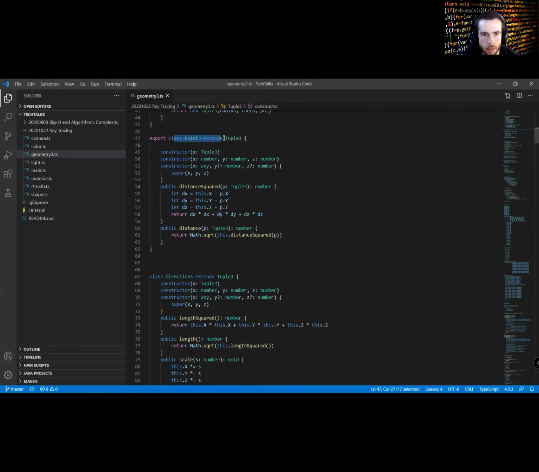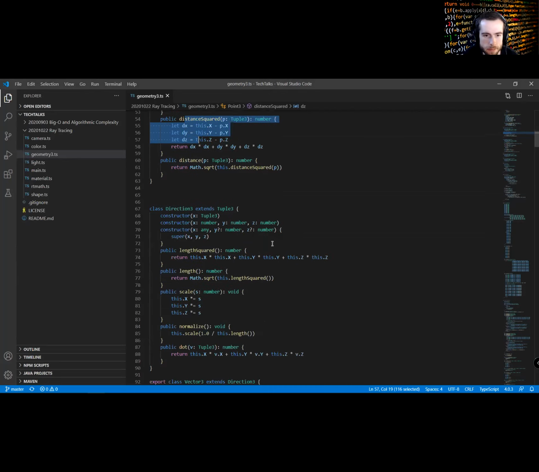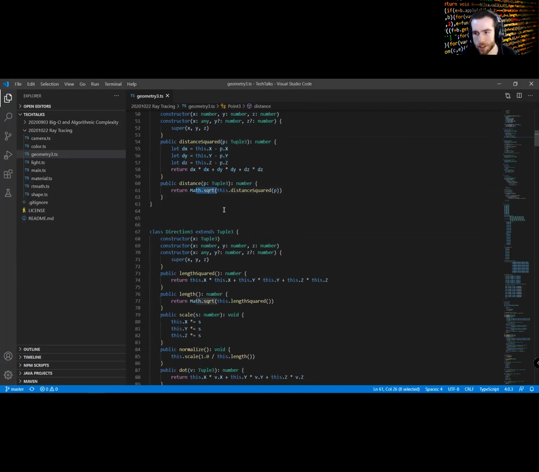And then the point3 class extends tuple3. It has a few methods like distance squared, which calculates the square of the distance between 2 points, and then distance just takes the square root of the squared distance. I did this because sometimes you do want the squared distance, and square root is also very computationally intensive. You don't always want to do a square root.